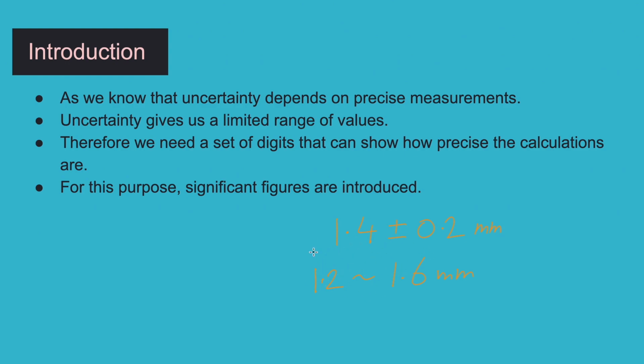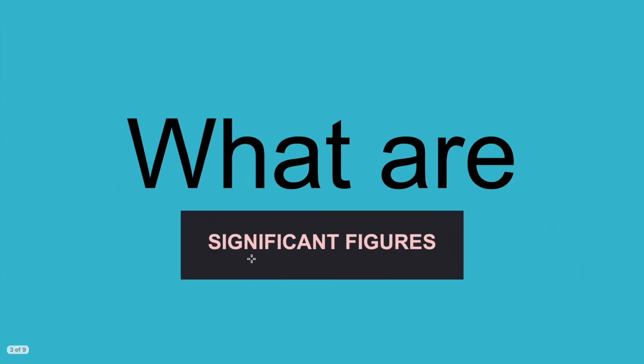So that's really helpful in the field of physics, because as we all know, errors are inevitable. Therefore we need a set of digits that can show how precise these calculations are. And that's the reason we use significant figures, because significant figures give us precise, reliable values. We'll discuss it onwards with the definition of significant figures. So with the introduction, the answer still isn't clear. So what are significant figures?